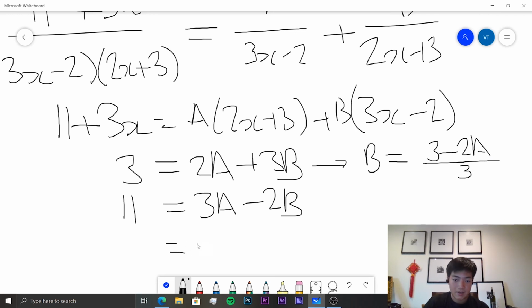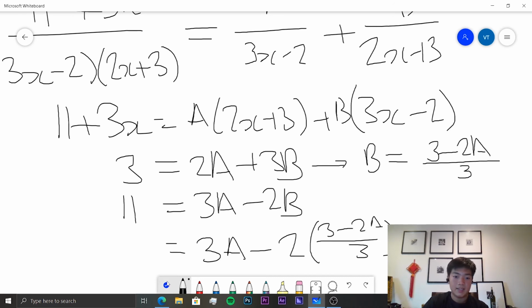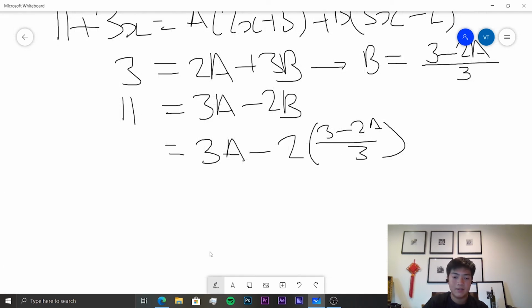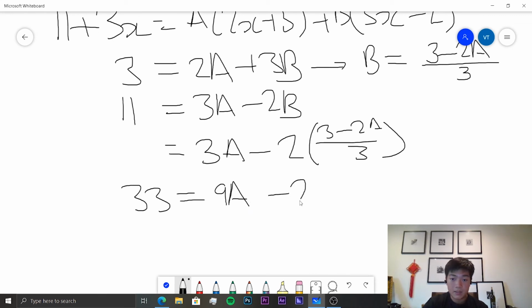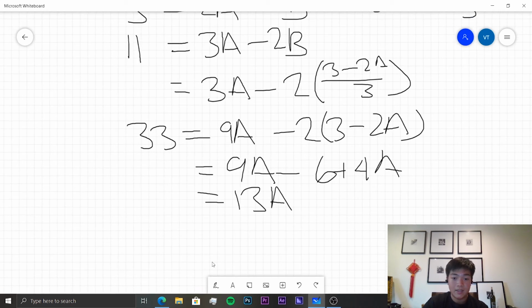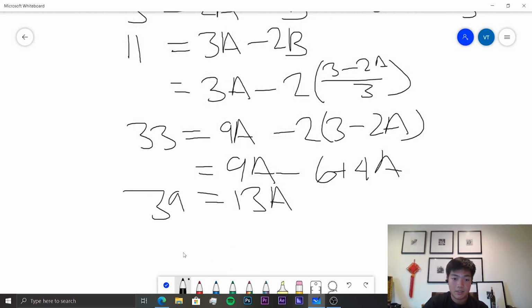And so we substitute it in here. 11 is equal to 3a minus 2 times 3 minus 2a over 3. And I'm going to multiply everything by 3 to eliminate this denominator. So we have 33 is equal to 9a minus 2 times 3 minus 2a, which is equal to 9a minus 6 plus 4a. So that's equal to 13a, if I'm not mistaken. So we have 39 is equal to 13a, and therefore a is equal to 3.